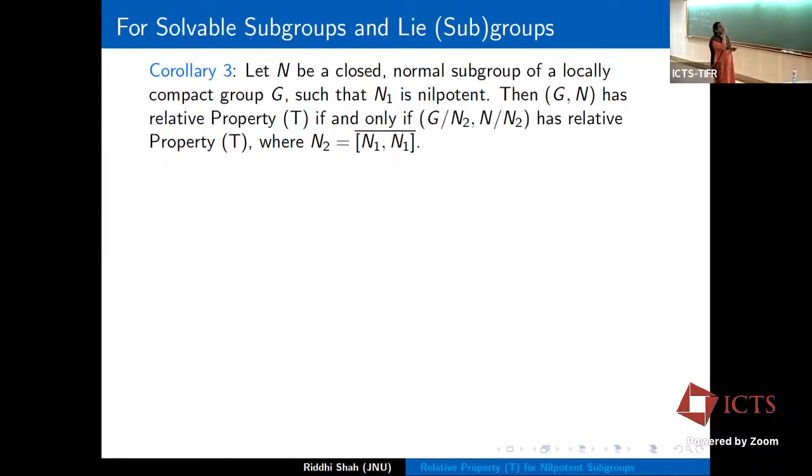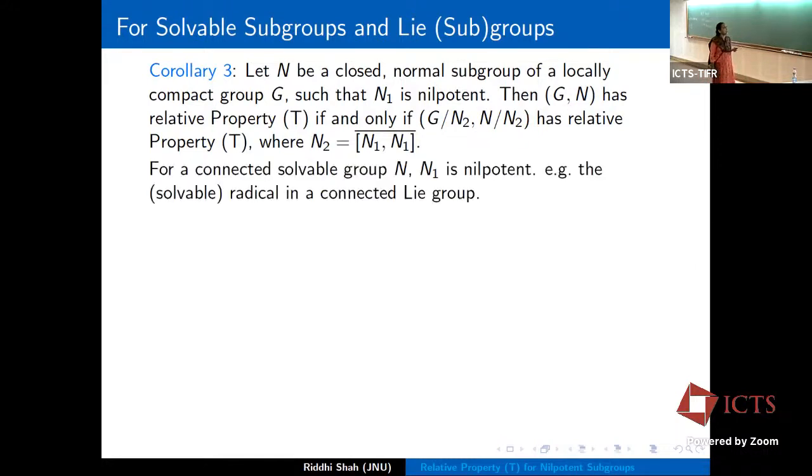And this is another corollary which says: let N be a closed normal subgroup of a locally compact group G such that N1 is nilpotent. Then (G, N) has relative property T if and only if (G/N2, N/N2) has relative property T, where N2 is the closure of N1, N1 bar.